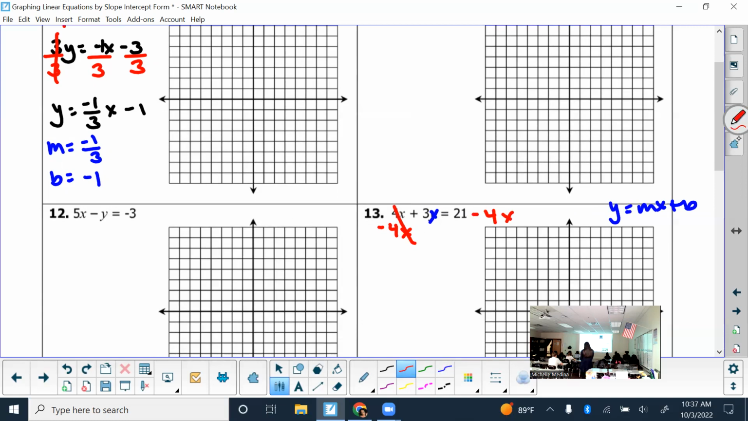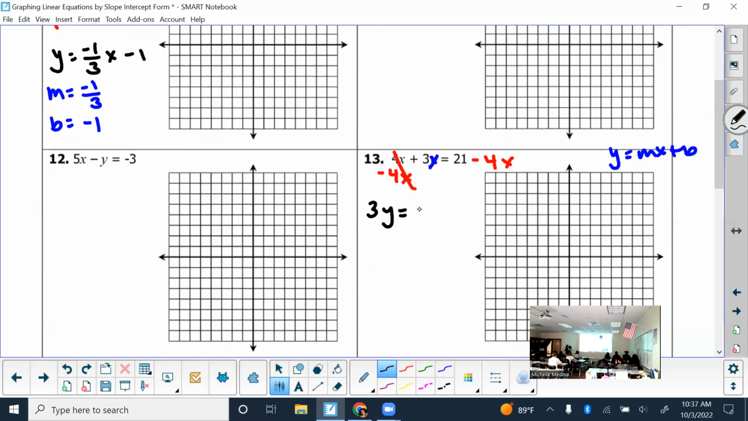so that cancels. I have 3y equals, are these like terms, the 21 and the negative 4x? So don't combine them. Do write the x term first, so that it looks more like slope-intercept form. All right, questions on what I just did? All I did was move it so that this is first. Good. This is still positive, this is still negative.